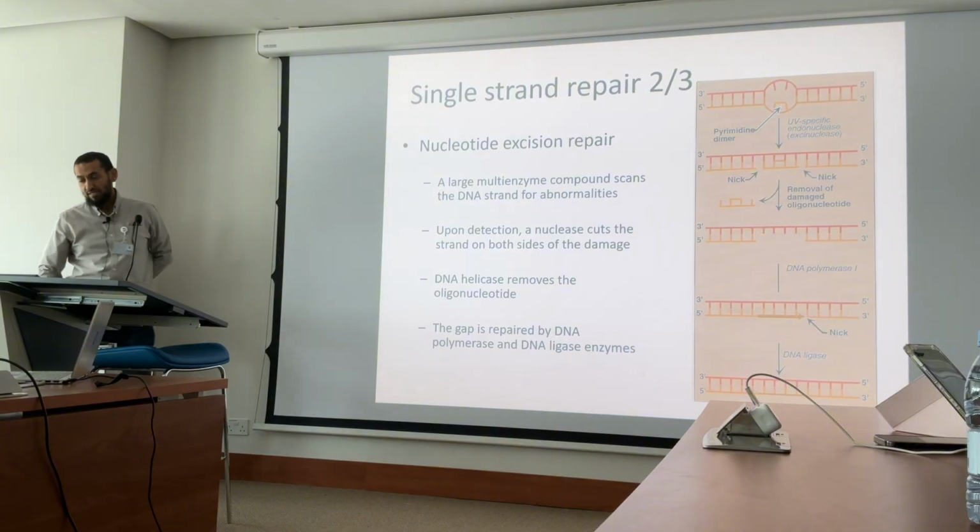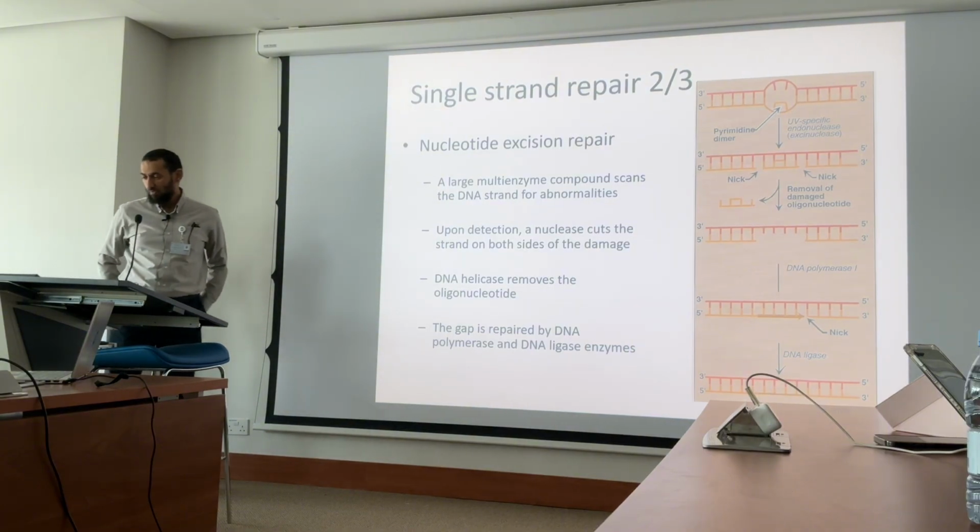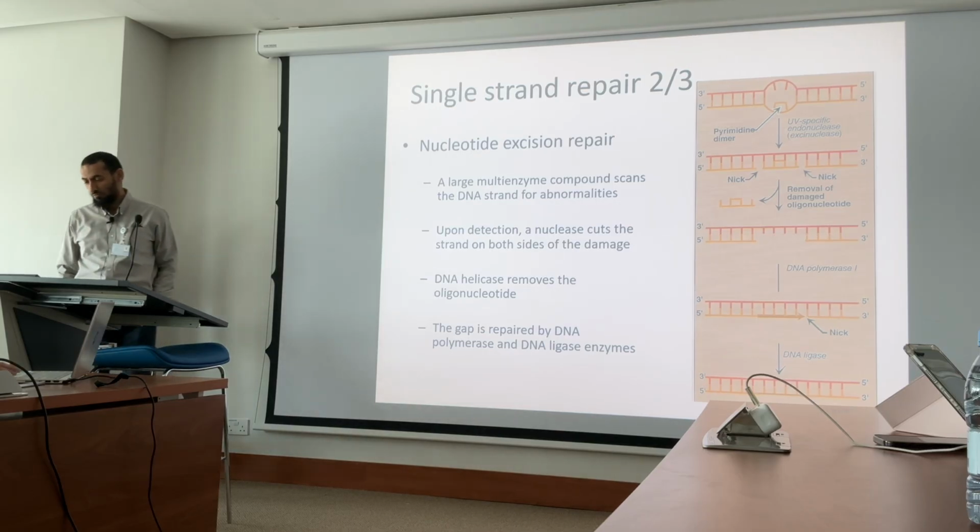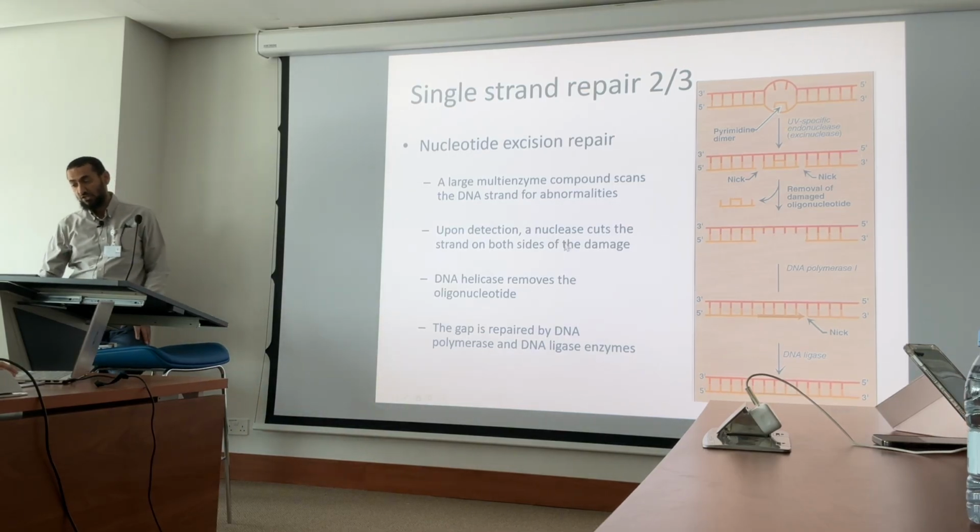Right, okay. The second type is nucleotide excision repair. A large multi-enzyme complex scans the DNA strand for abnormalities. Here it detects a nucleotide mismatch. It will be cut from here, and you remove all these nucleotides, and polymerase will insert the correct nucleotides one by one. Then finally, you need to ligate this nick by DNA ligase.